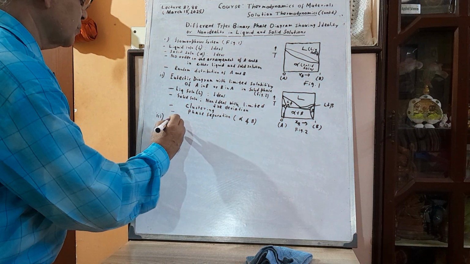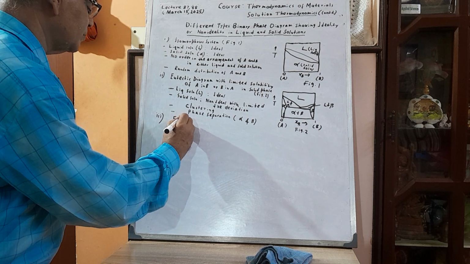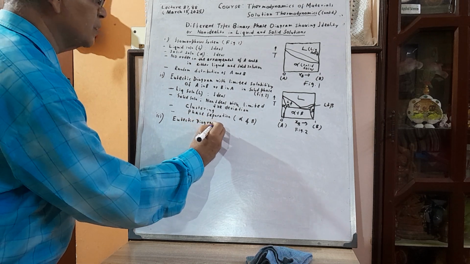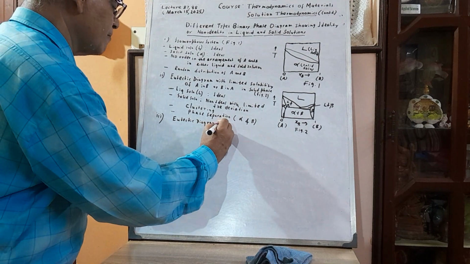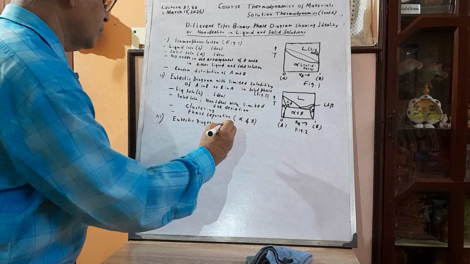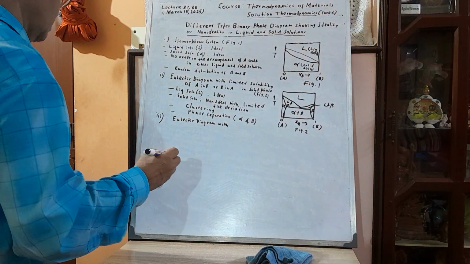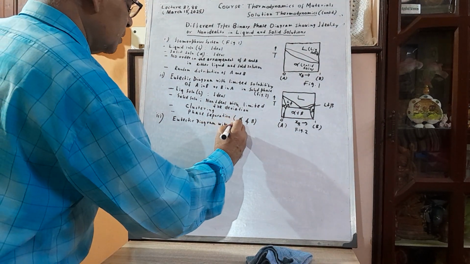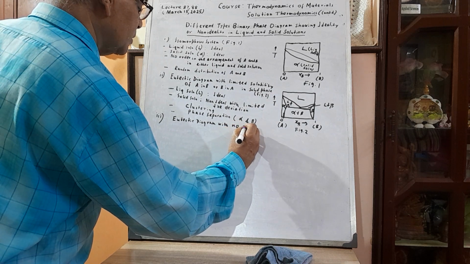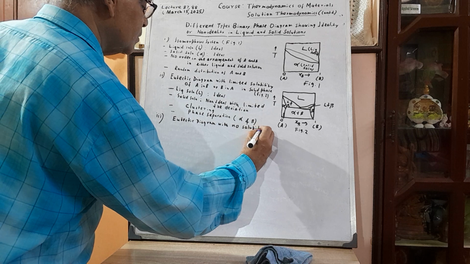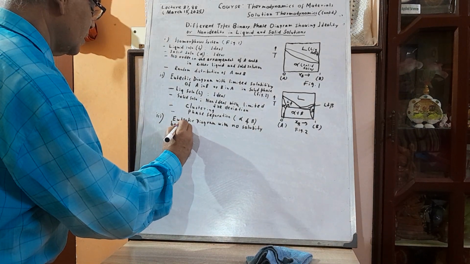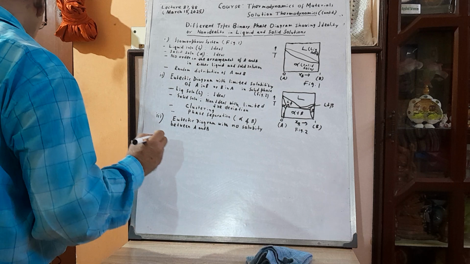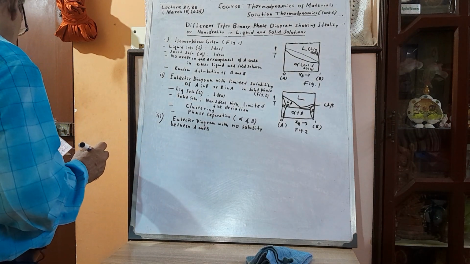Next is eutectic diagram with no solubility between A and B. No solid solubility between A and B in the solid state.